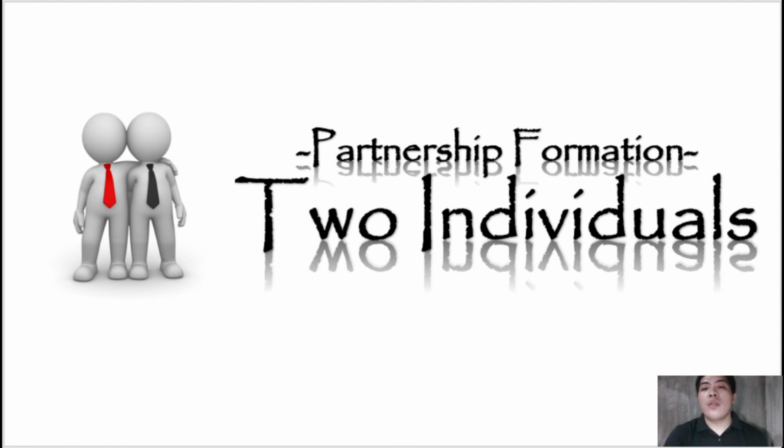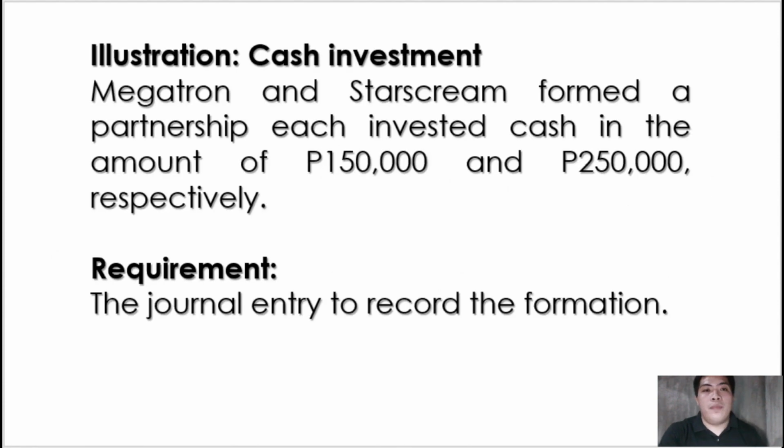Let's start with two individuals or ordinary individuals. Let us have this example. Okay, cash investment. Megatron and Starscream formed a partnership. Each invested cash in the amount of 150,000 and 250,000 respectively. Ibig sabihin niyan si Megatron nag-invest ng 150,000, si Starscream naman 250,000. Requirement sa atin, the journal entry to record the formation.